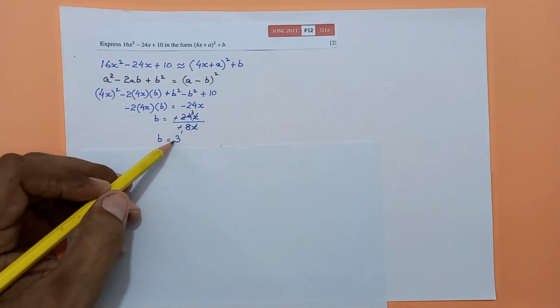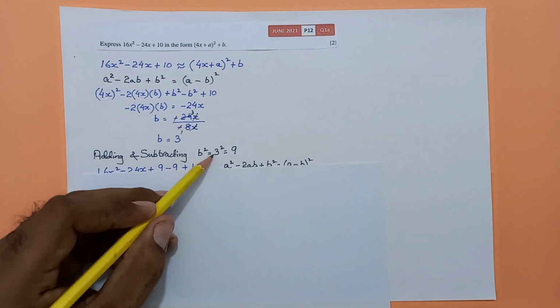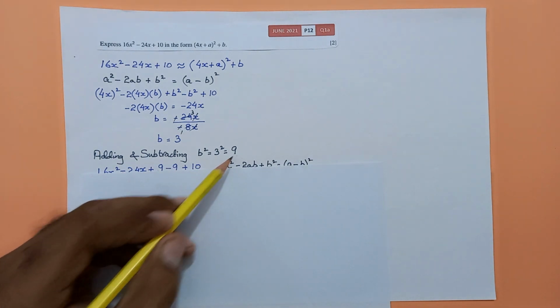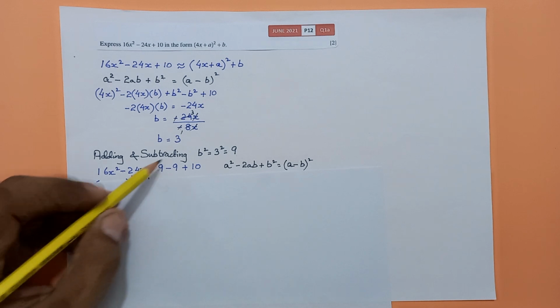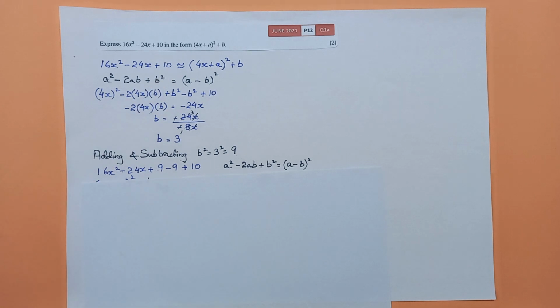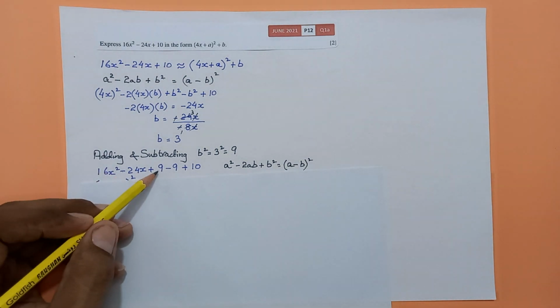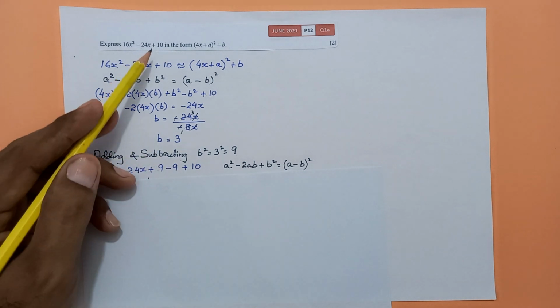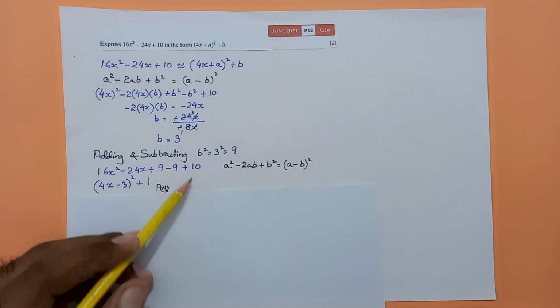Whatever value of b we have got, just square it, and after squaring it, whatever the answer comes, just add and subtract it, so that finally we could convert it into a proper square form, which is the requirement of the question. So we did the same: 16x² − 24x, and we added 9 and subtracted 9, and the positive 10 we have written after that.